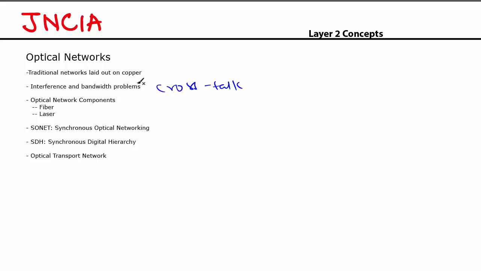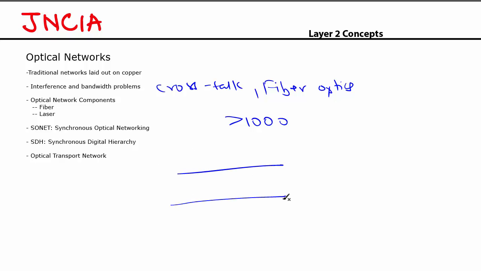When it comes to copper cables, we can only reach a certain amount of bandwidth. That's where fiber optics come into the picture. Fiber optics can provide bandwidth that is up to 1,000 times greater than what you get on traditional copper cables. Optical fiber networks have two components. Number one is the fiber itself, and number two is the laser beam that carries this data. Those are the two components of optical fiber networks.